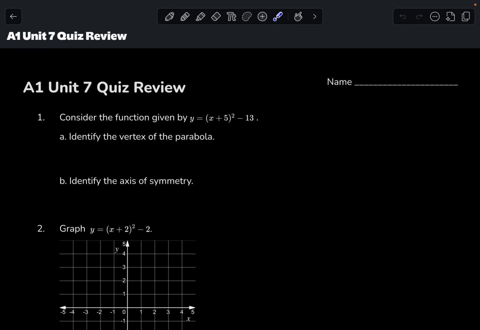And there you go. Identify the axis of symmetry. Well, I just did right here. It's the x value of the vertex. All right, easy peasy.